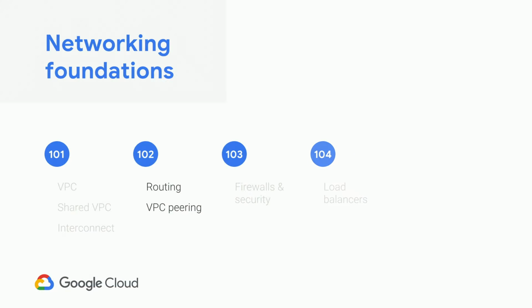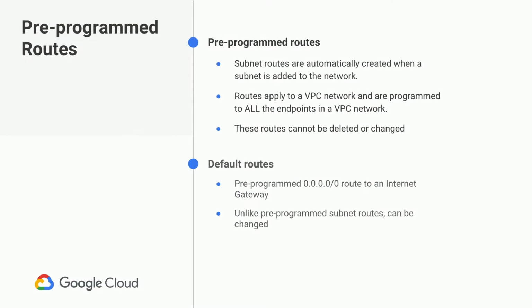Thanks, Stephanie. So as Stephanie said, last time we covered VPC, shared VPC, and interconnect. Today we're going to cover routing in the GCP environment and VPC peering. So when we talk about routing, there's a whole bunch of ways that routes get propagated within the Google Cloud Platform. There are what we call pre-programmed routes, dynamic routes, and advanced routes. So I'm going to go through each of those.